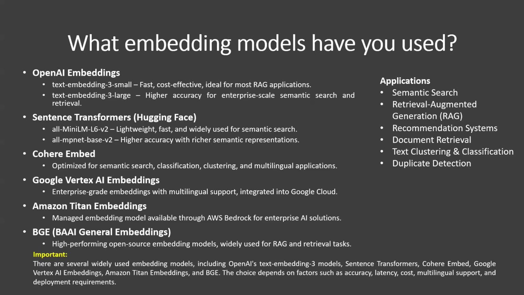Here, the important thing we need to remember is that there are several widely used embedding models, including OpenAI's text-embedding-3 models, Sentence Transformers, Cohere Embed, Google Vertex AI embeddings, Amazon Titan embeddings, and BGE. The choice depends on factors such as accuracy, latency, cost, multilingual support, and deployment requirements.